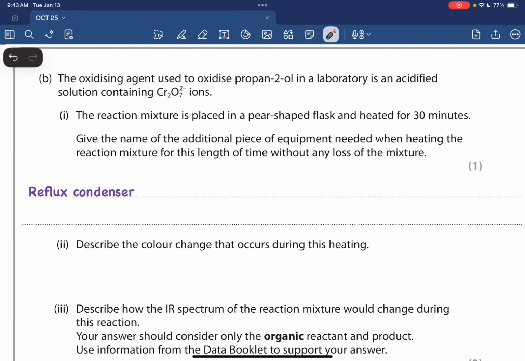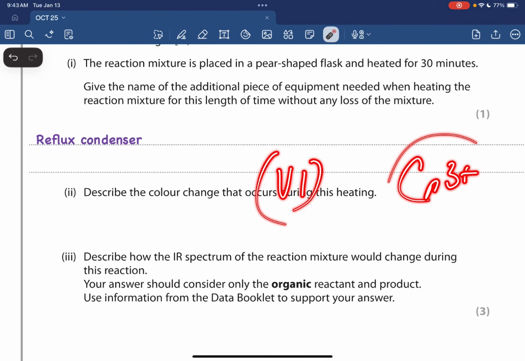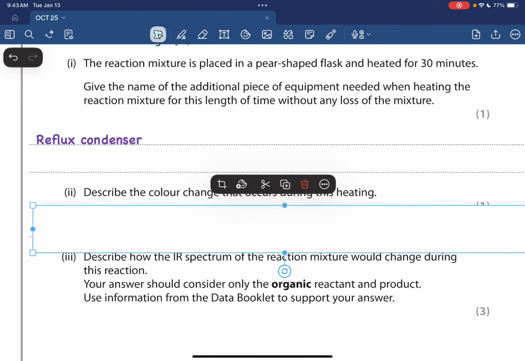Do not say heat under reflux. That is the procedure. They have asked you for the apparatus. And the color change that occurs during this reaction is going to be dichromate(VI) to chromium(III), right? This is orange to green.